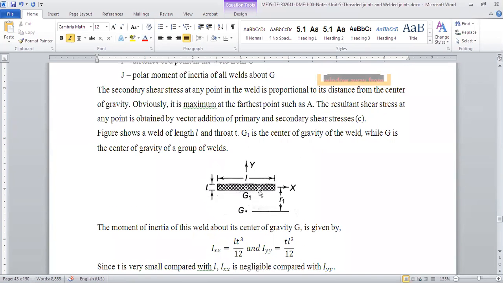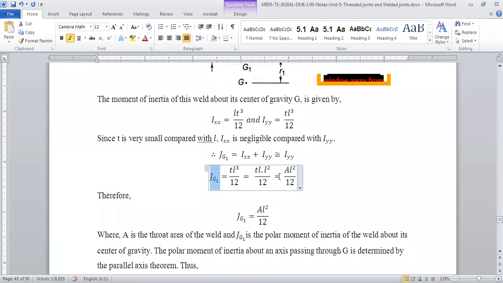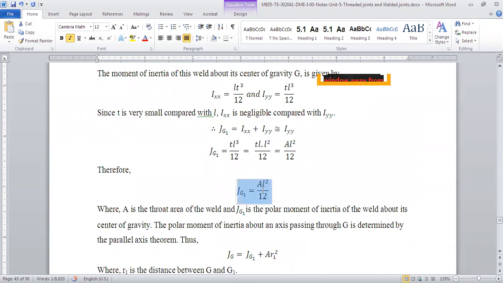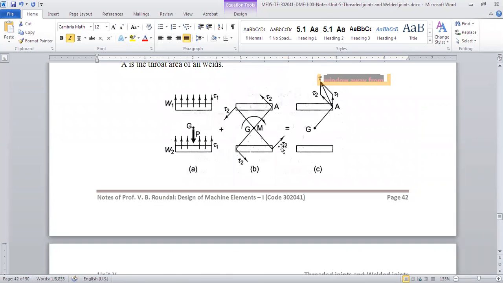So what is the area of this plate? It is equal to thickness T into L. So we'll take TL out, so that is A L square by 12. Basically it is the same thing: TL cube by 12 is equal to AL square by 12, right? So the polar moment of inertia of the plate along its CG is AL square by 12, right? So we got that, but we had to calculate the polar moment of inertia from where? From this CG, not. So we got the polar moment of inertia along its own center of gravity G1, but we want it along G. Now what can we use?